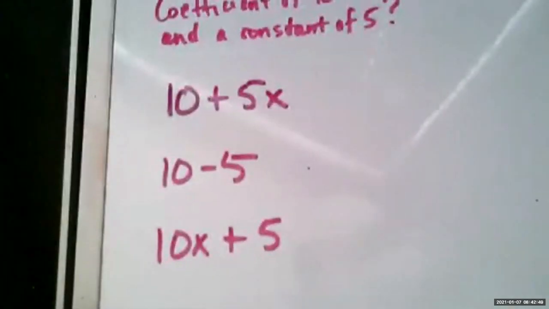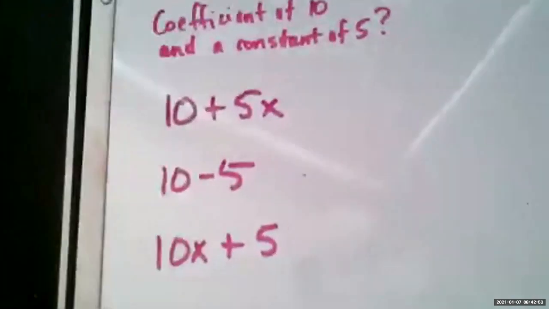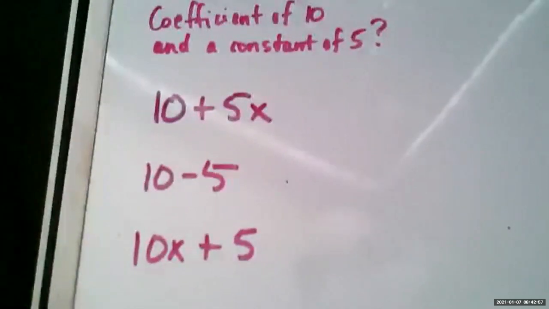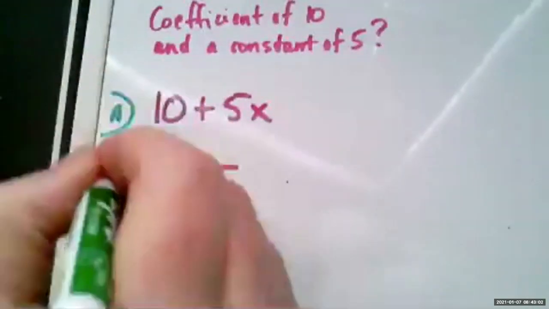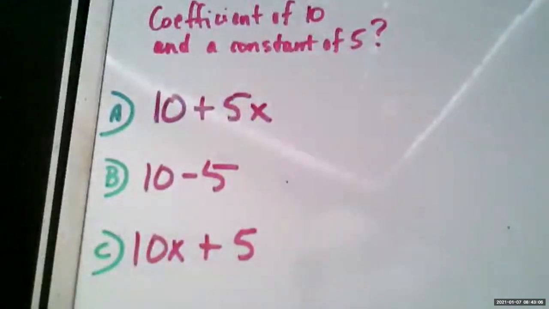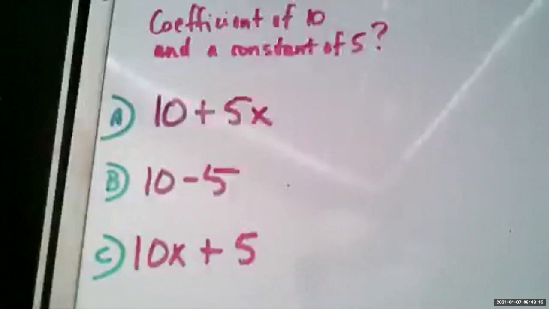Okay, there's your vocabulary review. Now, let me ask you in a different way, a little bit different way. Ooh, let's get more high tech here. Which one of these, I'm going to say letter A, letter B, or letter C, there you go. These are not variables. These are your choices. Has a coefficient of 10 and a constant of 5. Oh, go over the word term again.